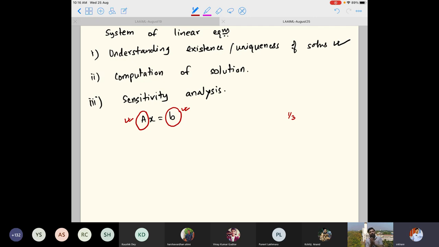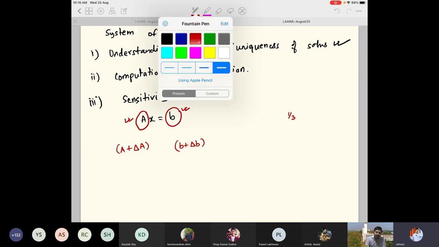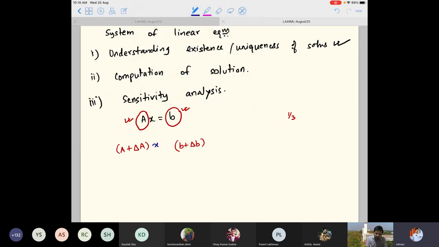Any application that you think of, whatever measurements that you take, they are prone to error, right? So the observations that you put in here in B or in A, they're prone to error. So you will never have A and B stored exactly. So what happens is you will always have, instead of A, some perturbed version of A, and instead of B, some perturbed version of B. So in reality, the system of equations that you will be solving is this.